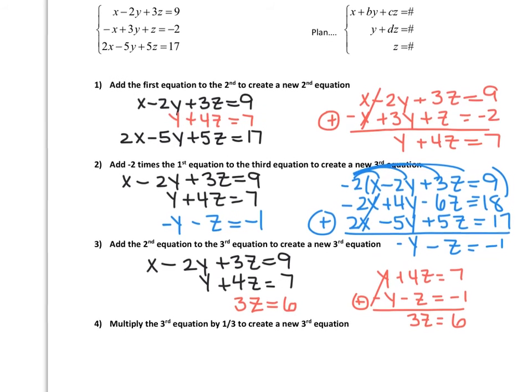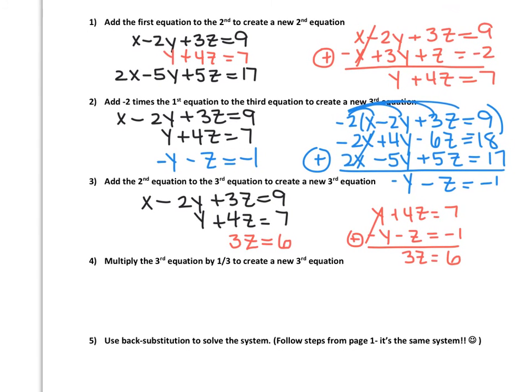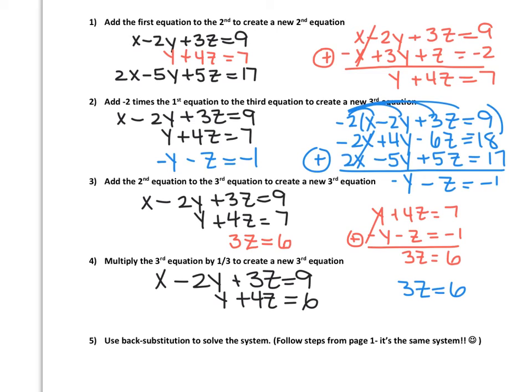So one of the rules in the row operations is that I can multiply any row by any non-zero constant. So I'm going to multiply the third equation by 1/3 to create a new third equation so I can get rid of this 3. So again, I'm going to leave the first as is, leave the second, and I'm going to take this 3z equals 6, which is my third equation, and multiply it by 1/3. So 1/3 times 3 is z, and 1/3 times 6 is 2. So then I get z equals 2.